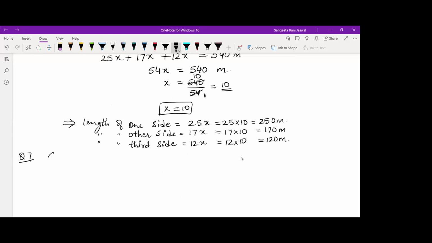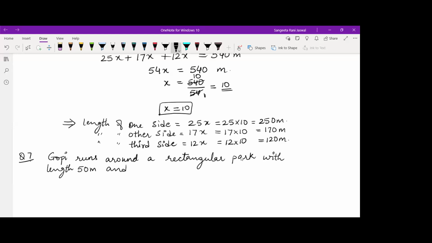Okay, take the next question. Gopi runs around a rectangular park with length 50 meters and breadth 35 meters.